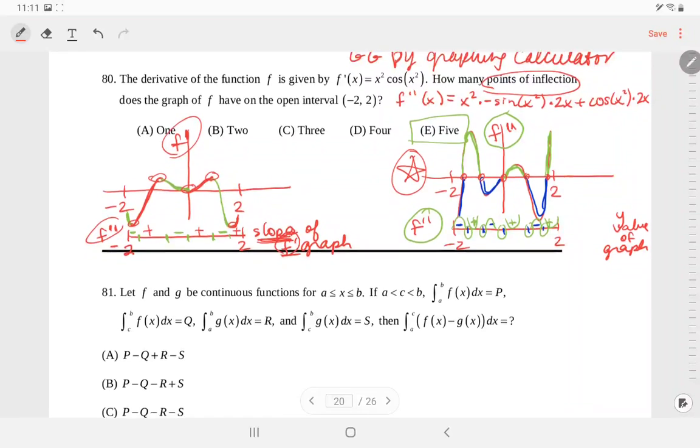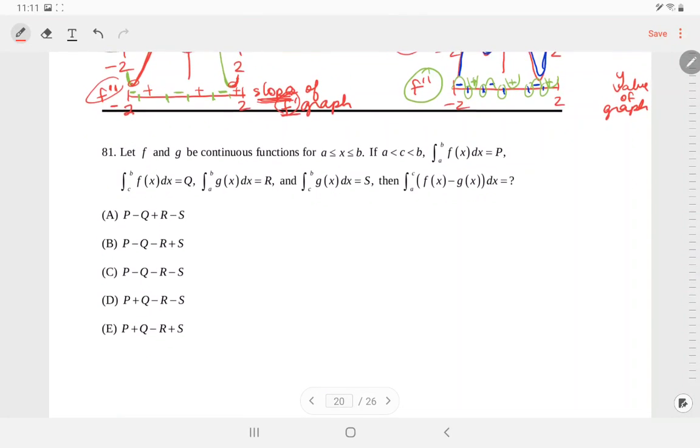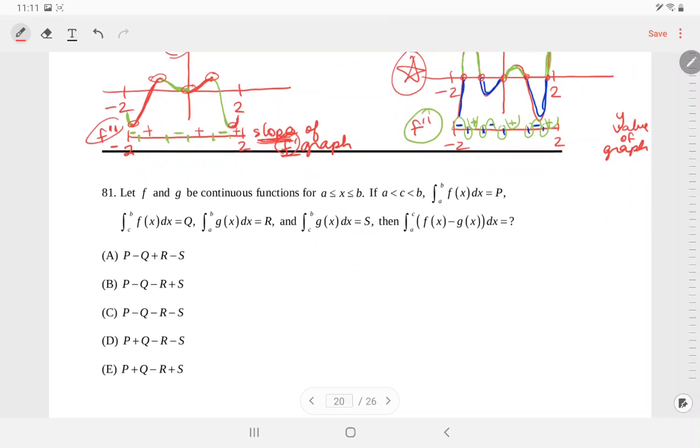Okay, this one's probably too long. Well, let me just finish 81 because it's on the same page. Okay, so f and g are continuous functions.